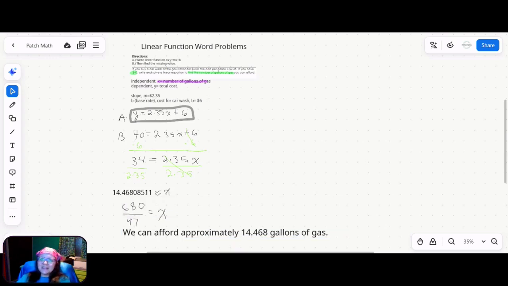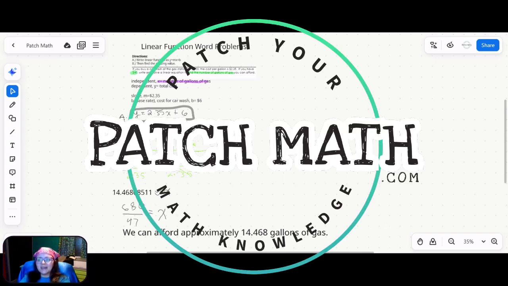Your math knowledge has just been patched on finding linear functions to represent real world problems and then using that function to find unknowns about the real world situation.